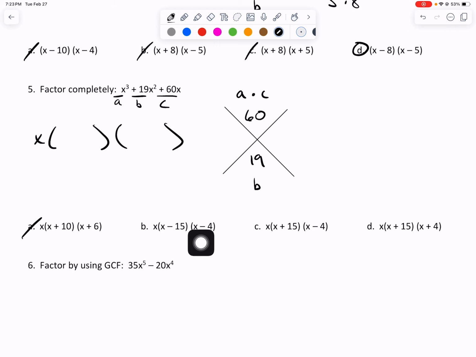Negative 15 times negative 4, yes, it does give us 60, but negative 15 minus 4 gives us negative 19. Well, it can't be B. All right, and if we look at answer choice C, well, let's see. 15 times negative 4 is negative 60, so it doesn't even give us a positive 60. Get rid of C. And 15 times 4, yes, it does equal 60. And 15 plus 4, yes, it does equal 19.